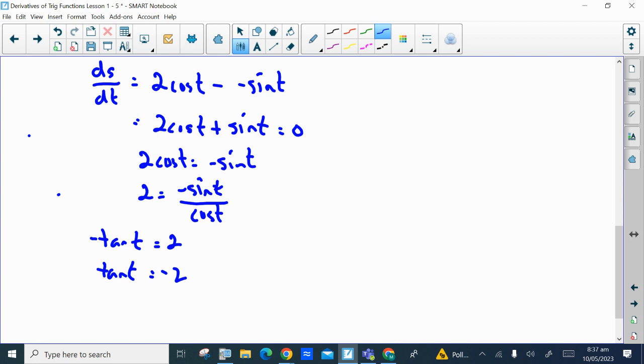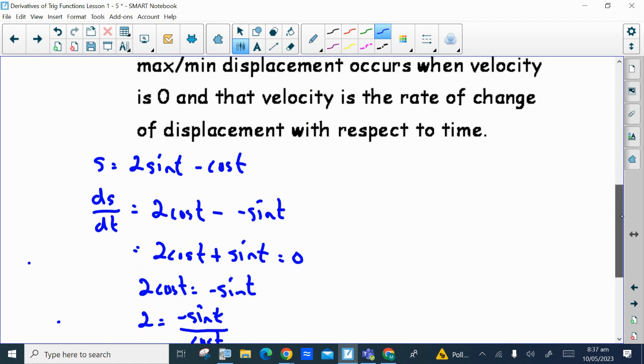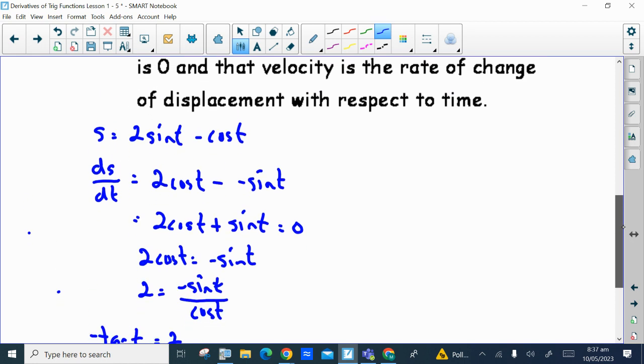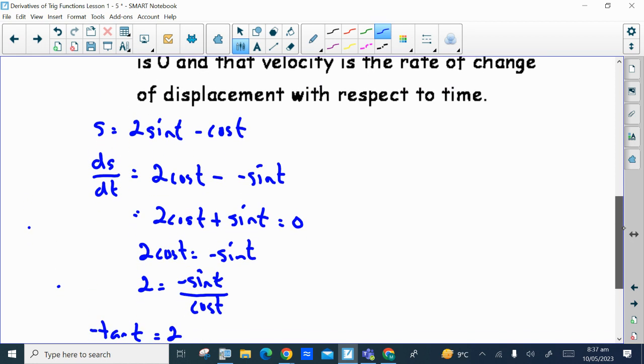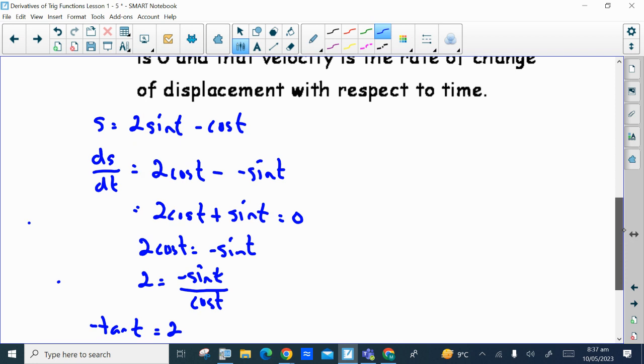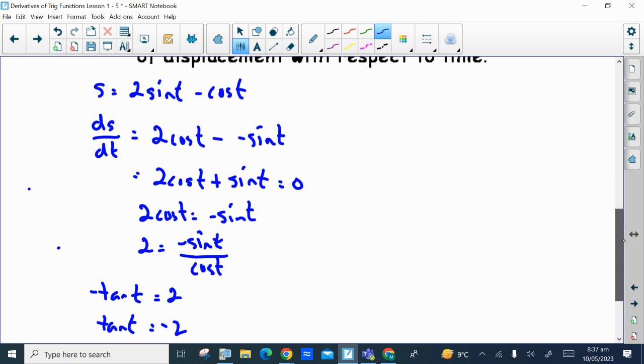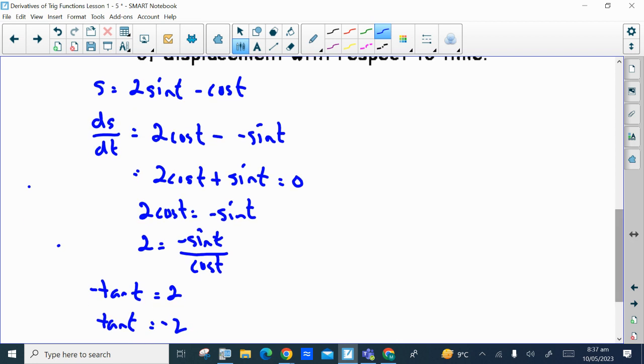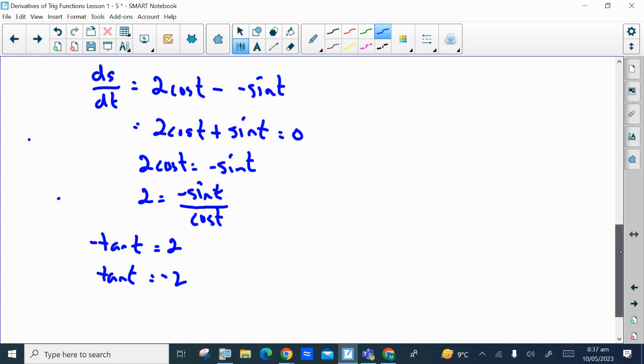Now in this case, it's not necessary to solve for t. We only want the sine and cosine of t. That's what we need, because we're going to plug those values into the original displacement equation, which is 2 sine t minus cos t. So again, we don't need to know what t is, we need to know what sine t and cos t are. And we can get it because there are two quadrants where the tan of t equals negative 2.